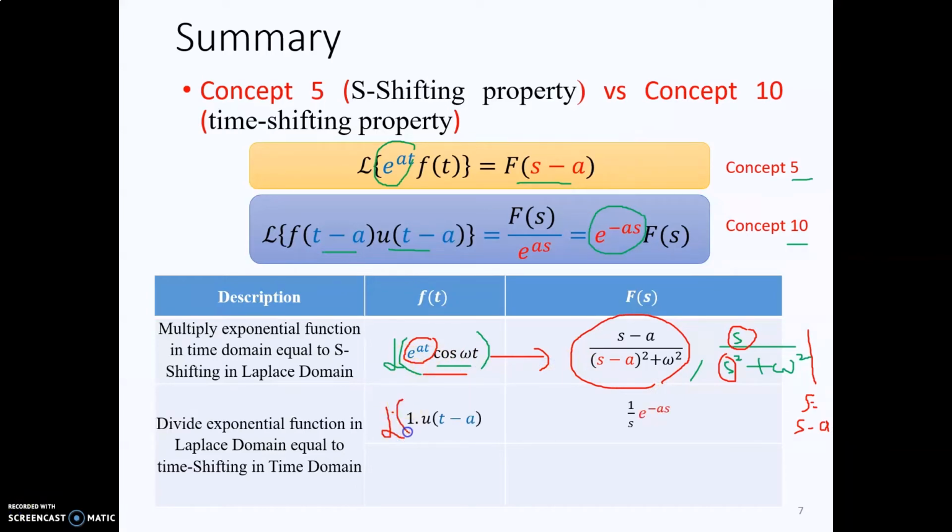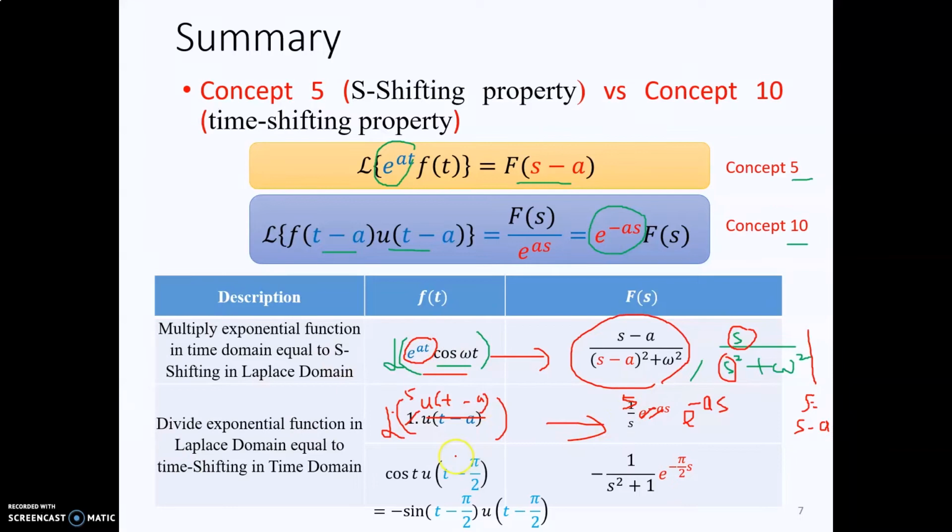When you take the Laplace transform for unit step function, then you obtain 1 over s exponential negative as. So without this term, without the exponential, because Laplace transform for 1, you obtain 1 over s. So if you have unit step function u(t minus a), you will have an additional term for the exponential negative as. So if your constant is 5 here, then you will have 5 over s.